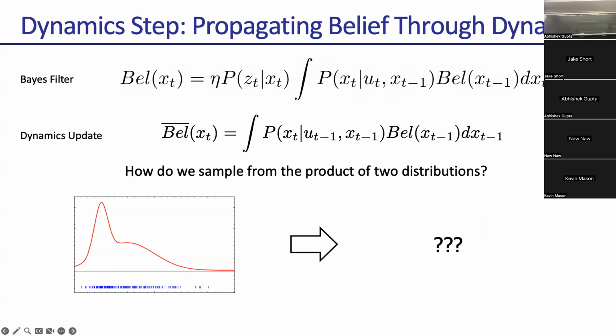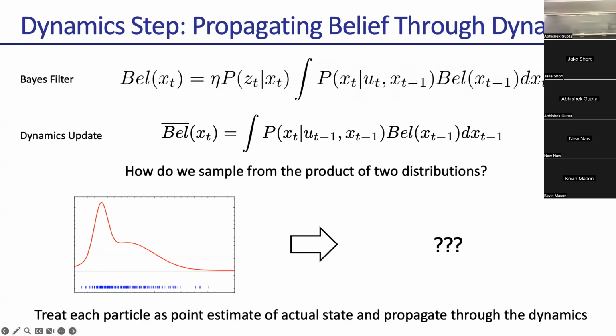Right? Put it through the function. That's it. So treat each particle as a point estimate. Imagine you have a set of particles. Take each particle, stick it through your dynamics function with the action. It gives you a new particle. You're going to do that for every single particle in the space, so you get a new set of particles. That's your new set.